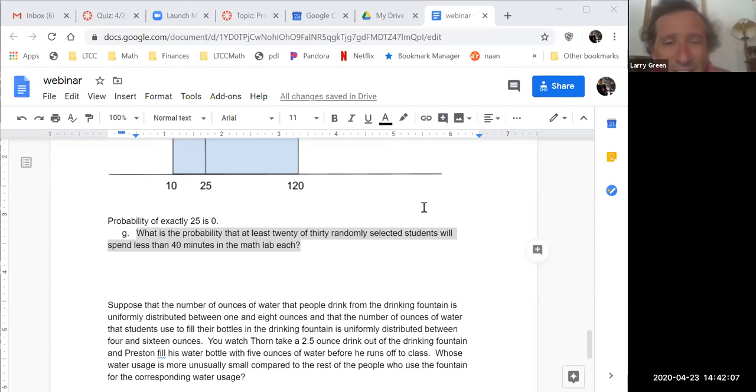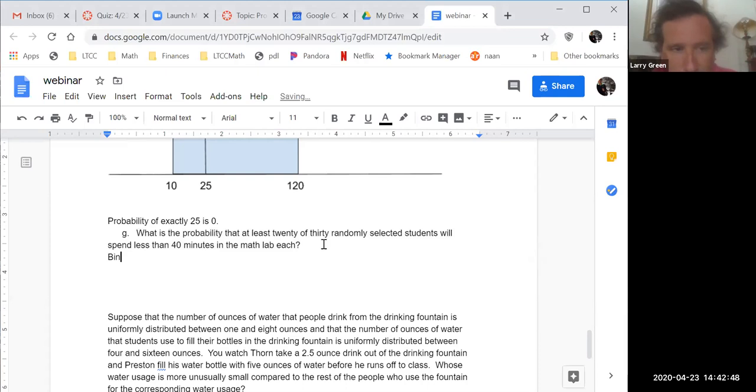Okay, so it turns out this one is a combination of chapter 4 and 5. That's why I wanted to make sure we do this one. Because what we've got is 30 trials, 30 people, and each person is either going to spend less than 40 minutes or not. And we want to find out how many of them spent less than 40. That's binomial. Any questions on that? So that's the first thing. I'm just going to write that down.